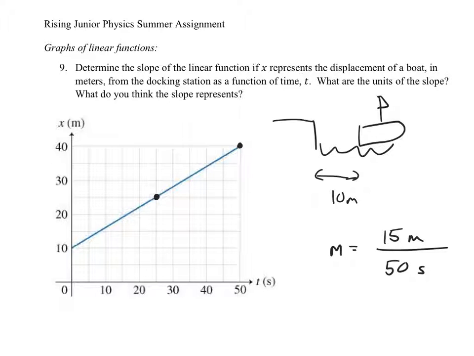Wait, isn't the change in x 25 seconds? It is 25 seconds. Thank you. So we have a rate of what looks like 0.6, I guess, right?